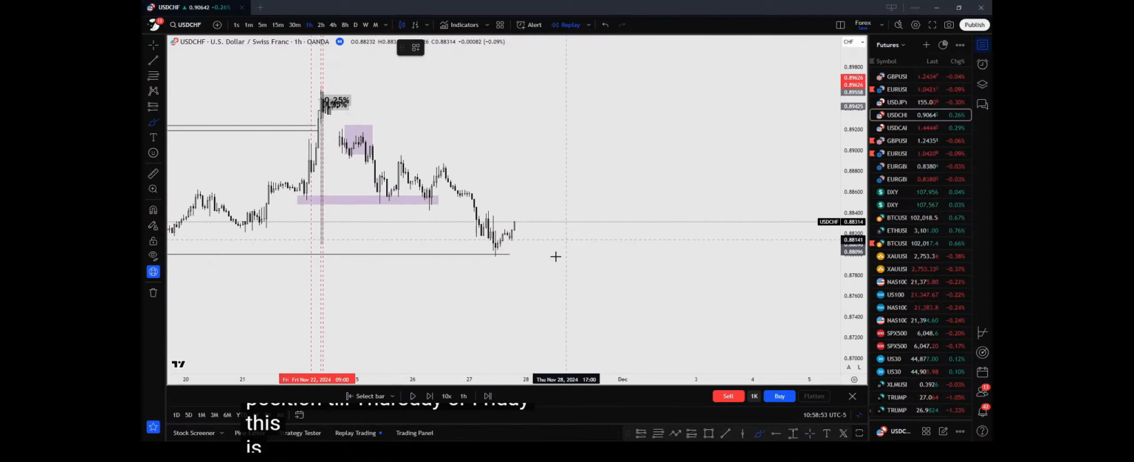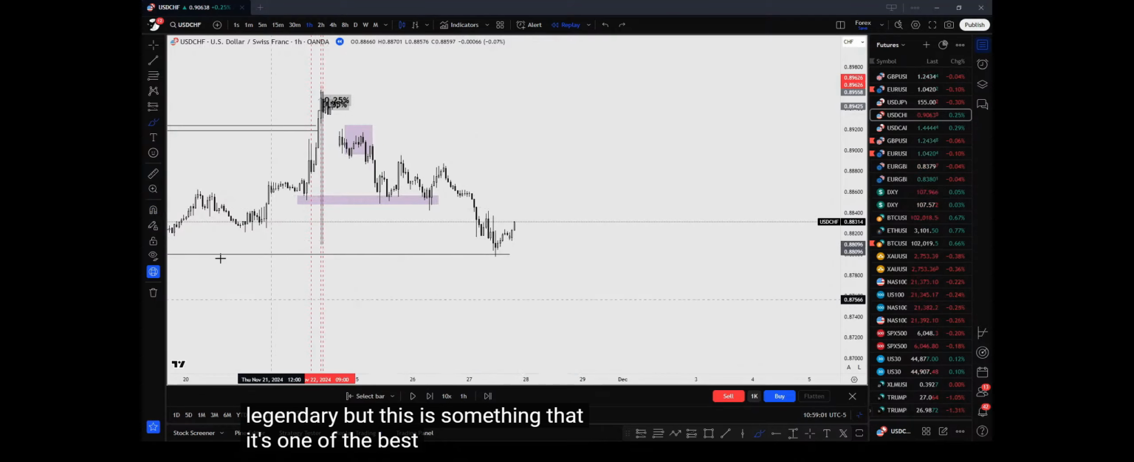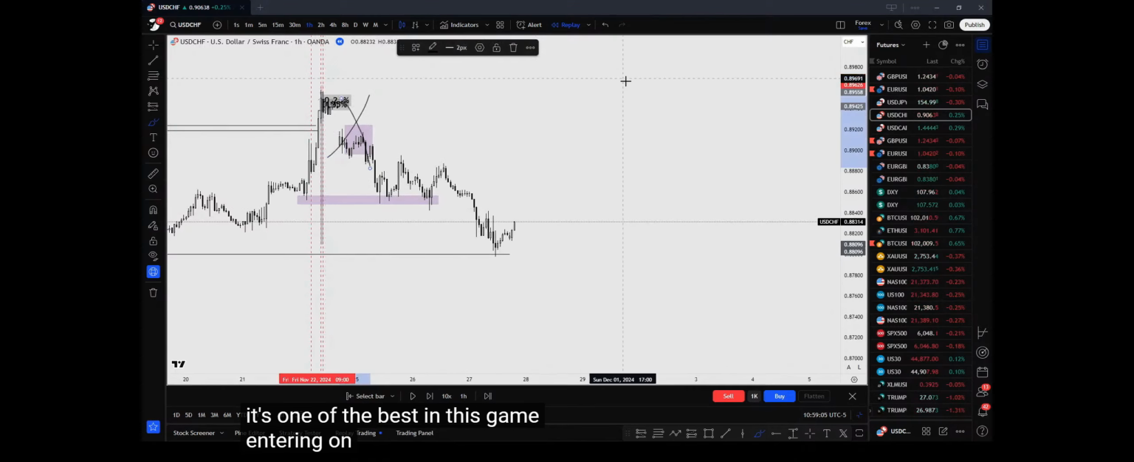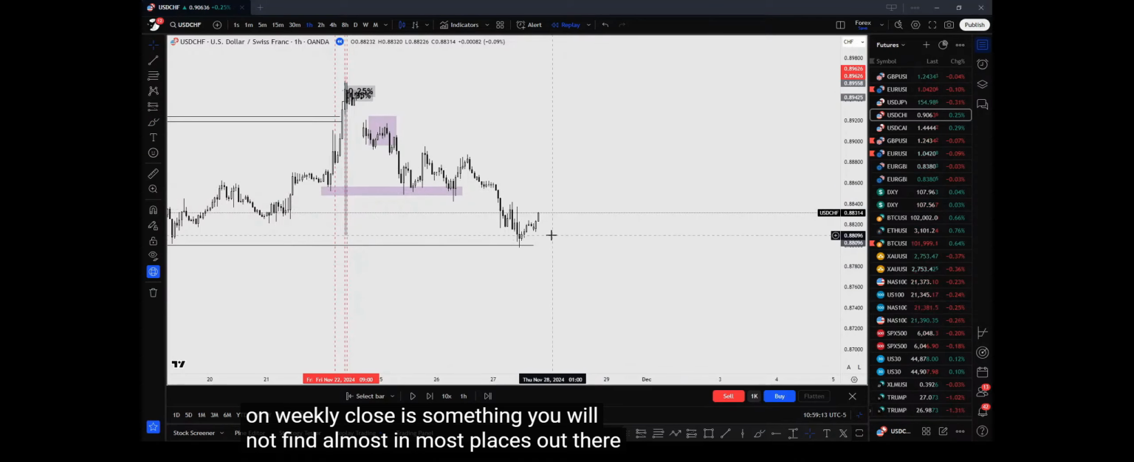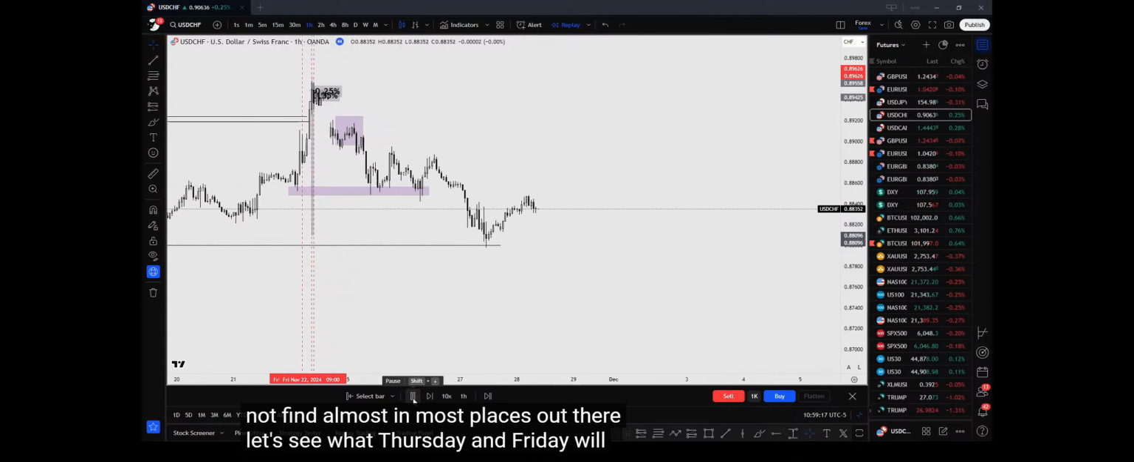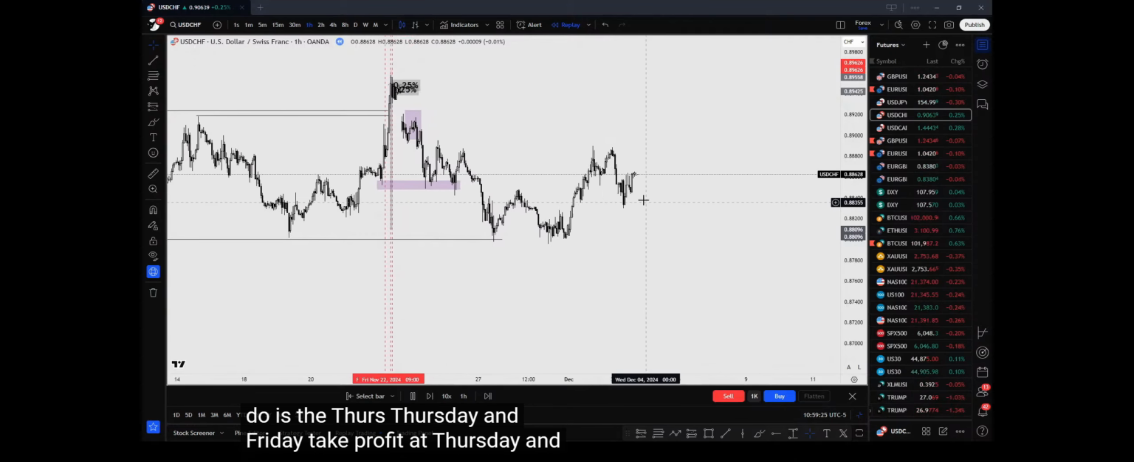This is, I don't want to call it legendary, but this is one of the best in this game. Entering on weekly open and then closing on weekly close is something you will almost not find in most places out there. Let's see what Thursday and Friday will do. This is Thursday and Friday. Take profit on Thursday and Friday.